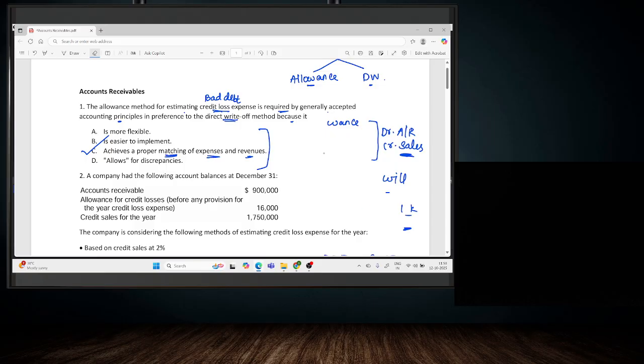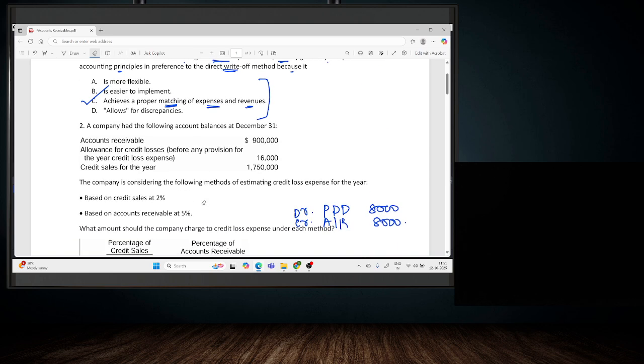So now let's look at the second question. A company had the following account balances at 31st December. Accounts receivable balance is 9 lakh rupees. Allowance for credit losses before any provision for credit loss expense is 16,000. What do they mean by before any provision for credit loss expense? That we will discuss.